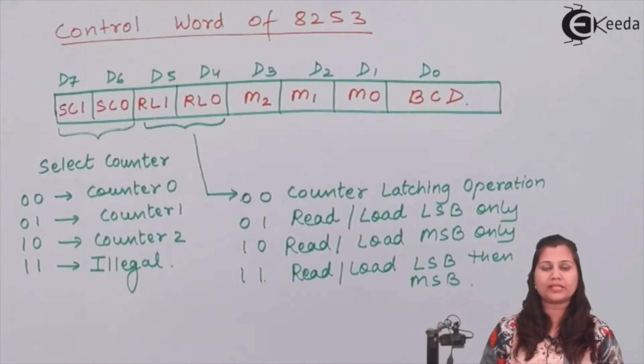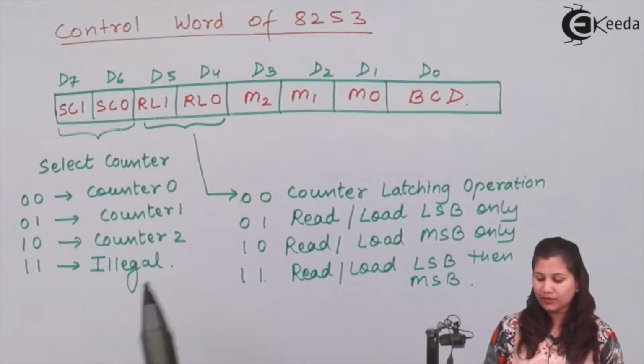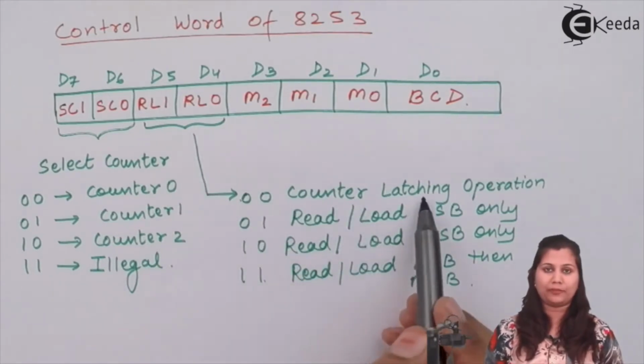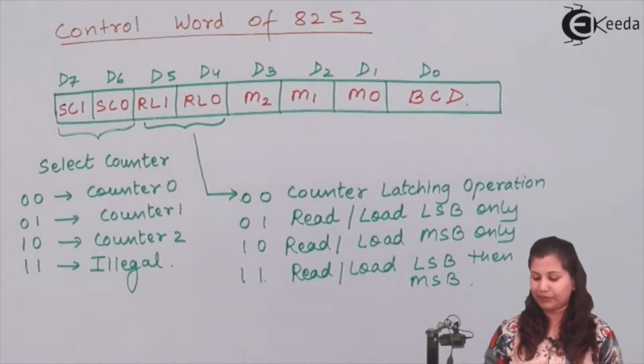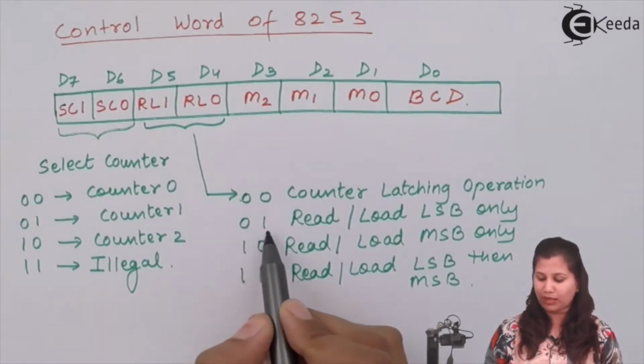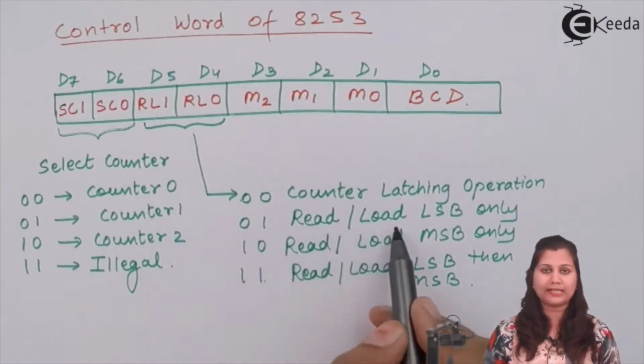So these two bits decide which operation is to be performed by the timers. When it is 0 0, then the counter latching operation is performed, means the output of the counter will be latched for the next clock period. Okay, next clock cycle. Then if its value is 0 1, then read and load the LSB only.